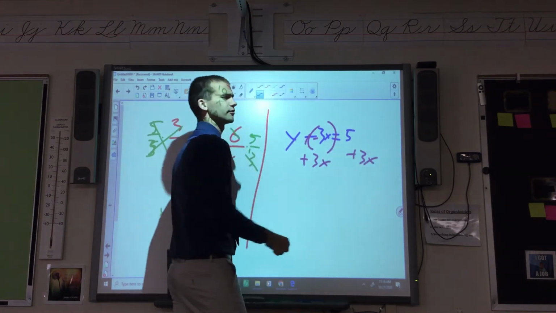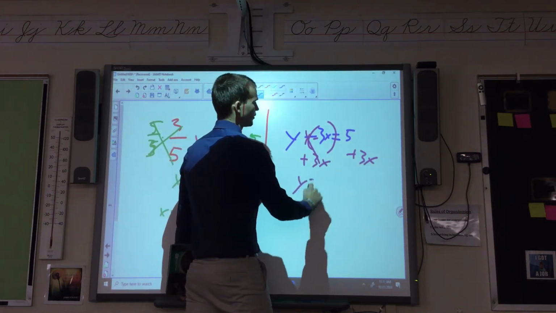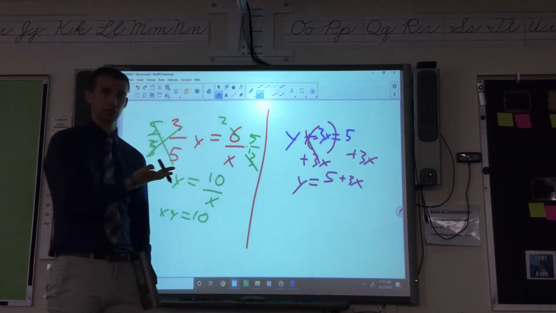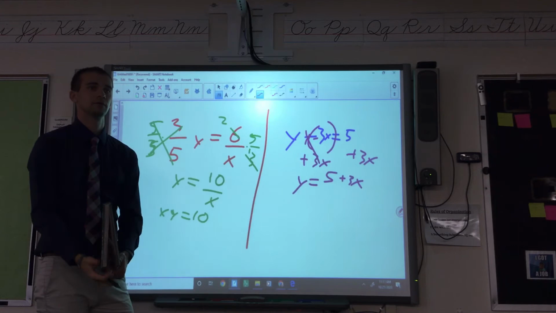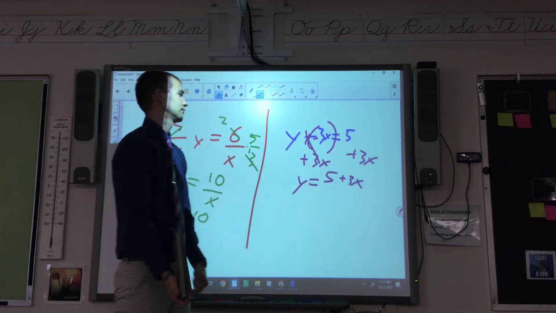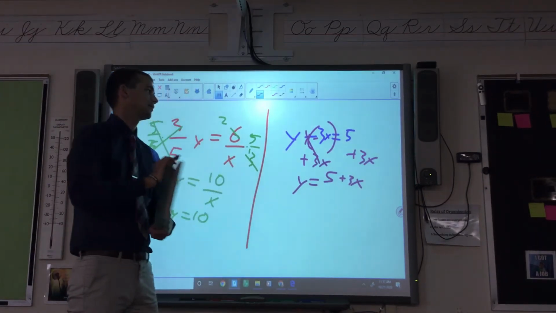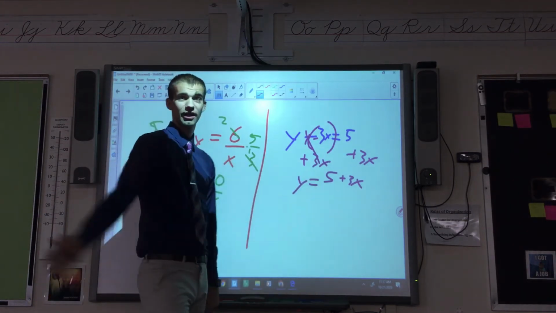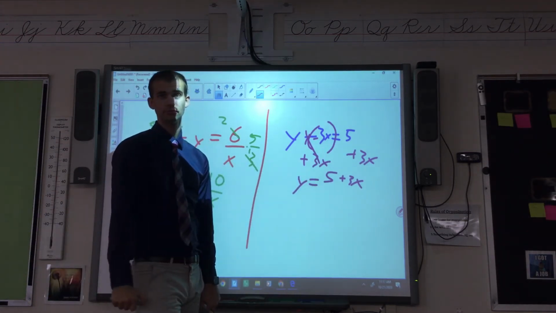It's okay, numbers are hard sometimes. Y equals 5 plus 3x. Numbers can be hard when there's parentheses around it with the negative sign and X behind it. Is it a constant? Is it an inverse proportion?